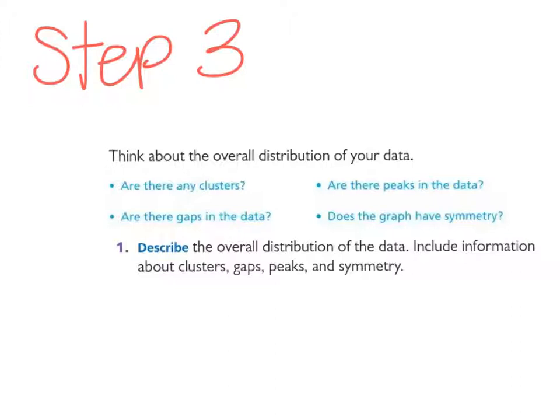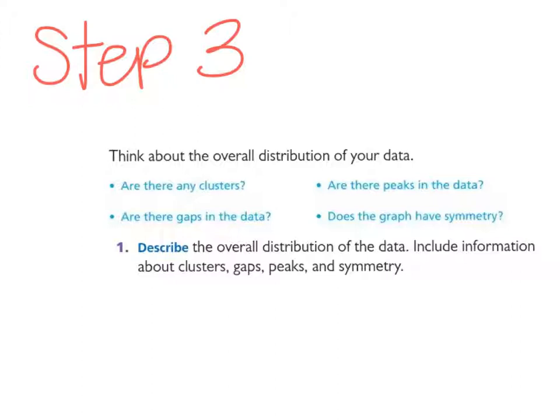And then step 3, after you do that, so you've collected your data on your frequency table, you've made a dot plot or a histogram, and then you're going to answer these questions. Do you have any clusters, any gaps? Clusters or gaps, peaks, or does the graph have symmetry? Is it the same on 2 sides?